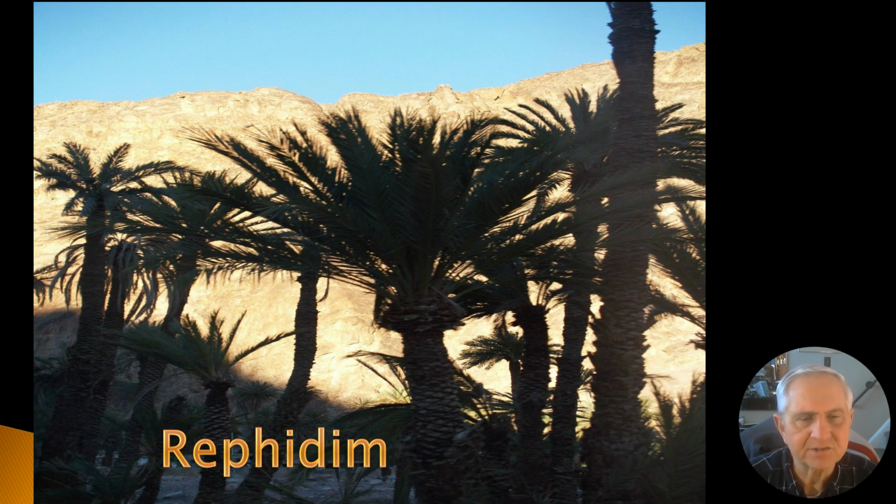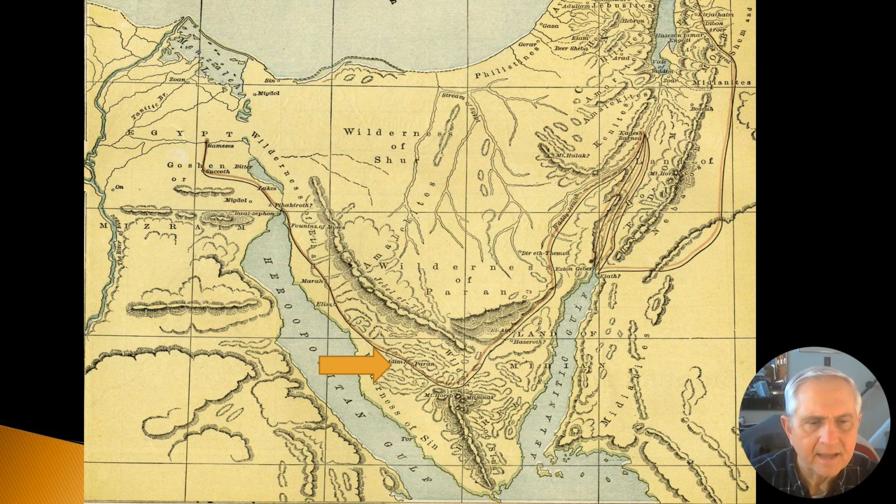And here's where some scholars think Rephidim is, an oasis. And here we have Wadi Firan, which is the longest wadi there, and it goes a long ways here. And so we're turning down this wadi to get to Mount Sinai down here, and they come to Rephidim.